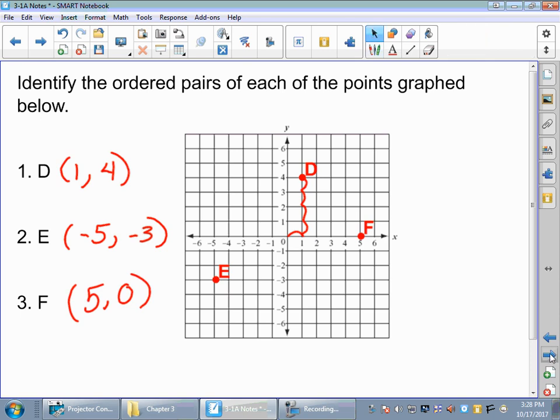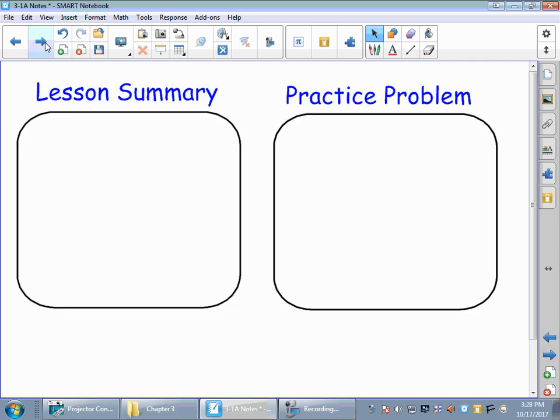And F went over 5 units and it didn't go up and it didn't go down any, so my y coordinate is 0. It's important, let me stress, you have to put the parentheses around the ordered pair, and it needs to be separated with a comma, or I will mark that wrong. Ordered pairs, parentheses, and a comma.